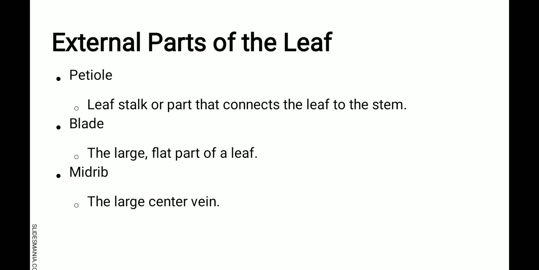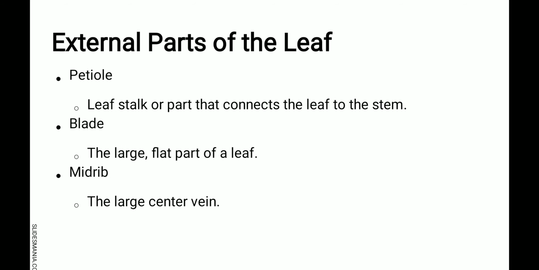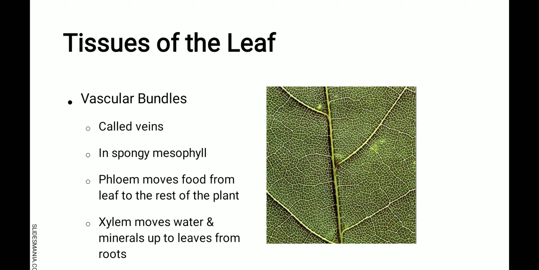And for the external parts of the leaf, we have the petiole. Petiole is the leaf stalk or part that connects the leaf to the stem, while the blade is the large flat part of the leaf. And lastly, the midrib. As you can see here, the large center vein. That's what we call the midrib.